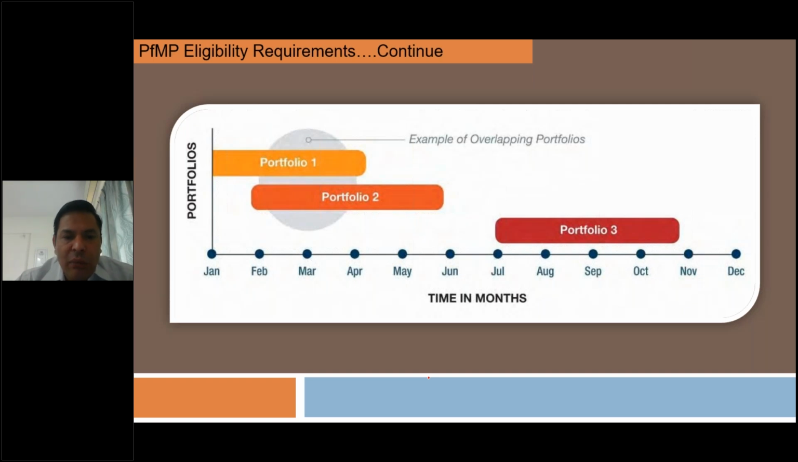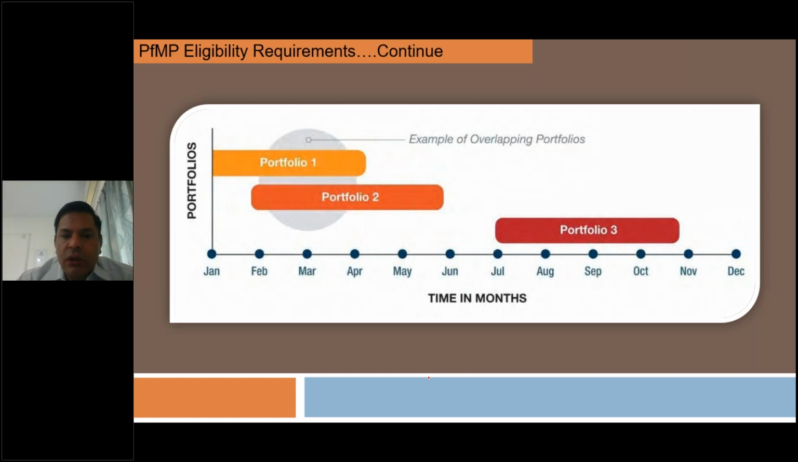If you have a bachelor degree or above, like a bachelor degree, master degree, or a doctorate degree, you still have to show 48 months of experience. If you do not have a bachelor degree, or if you only have a diploma, then you have to show 84 months, which is 7 years of portfolio management experience. Okay, fine. Yeah, thank you.